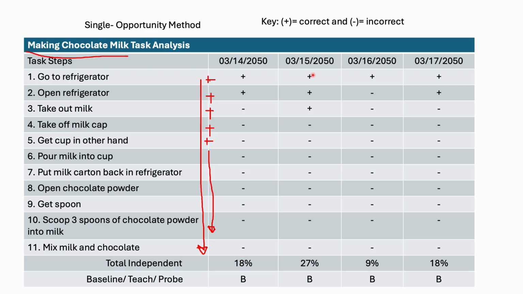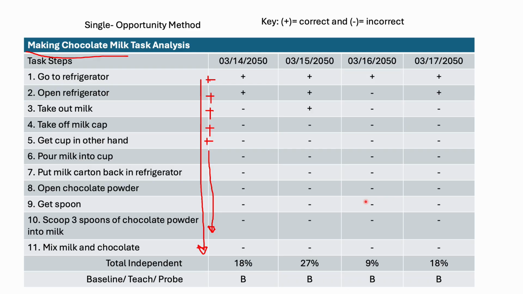The same applies for the third day. So the 15th. On the 15th, they were able to engage in the first three behaviors, and then they were not able to continue. So the rest of the skills got marked as negative or minus, and so on. So we never provide assistance.